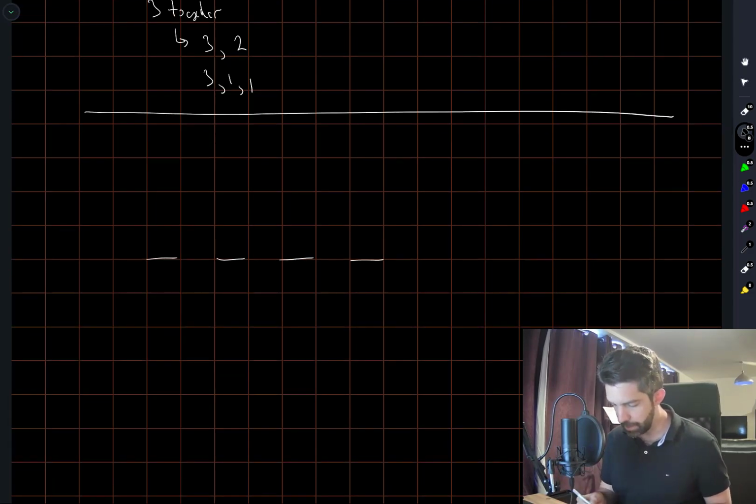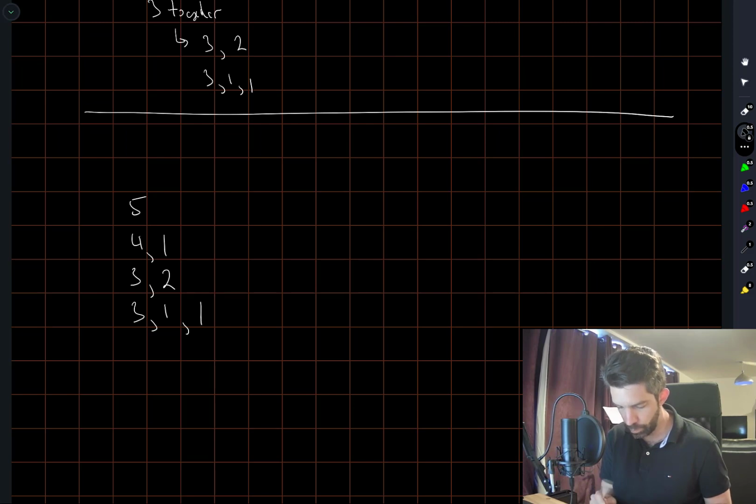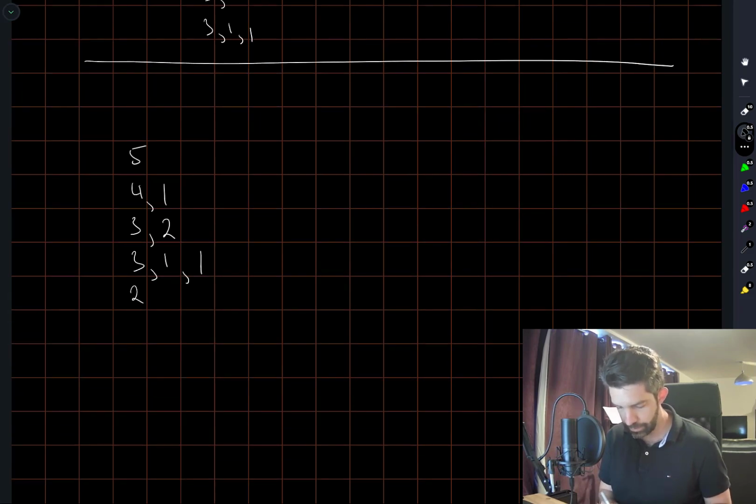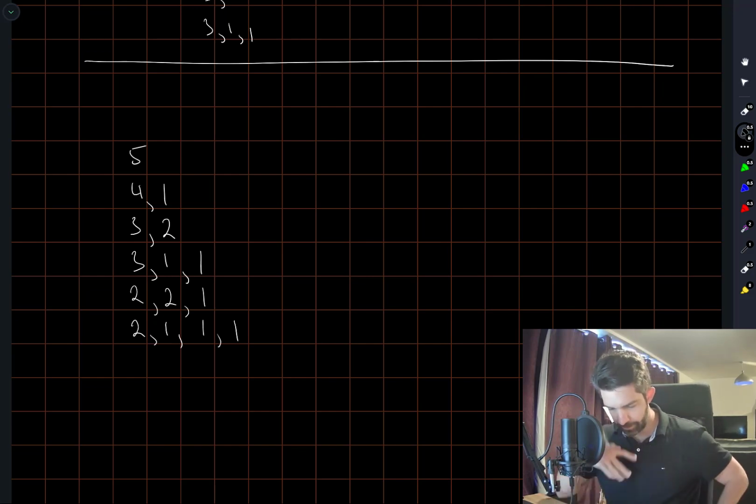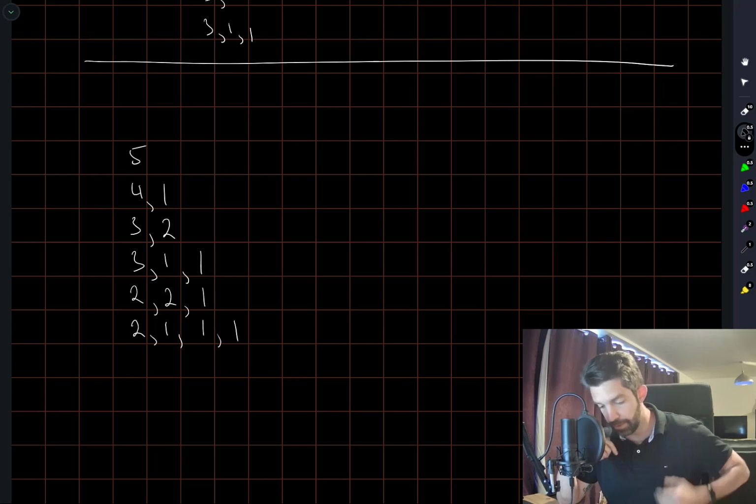Okay, so first let's figure out how many different ways the five rings can be grouped. We can have 5 together. We could have a 4 and a 1. We could have 3 and 2. We could have 3, 1, 1. And we could have 2, 2, 1. And 2, 1, 1, 1. I don't think there's any other possible way that the 5 rings can be distributed in groups like this, into a maximum of 4 different groups.